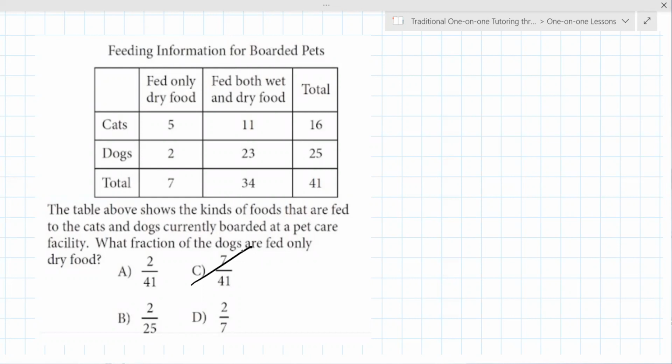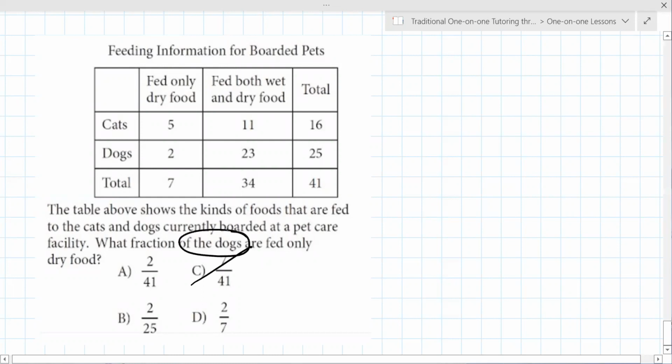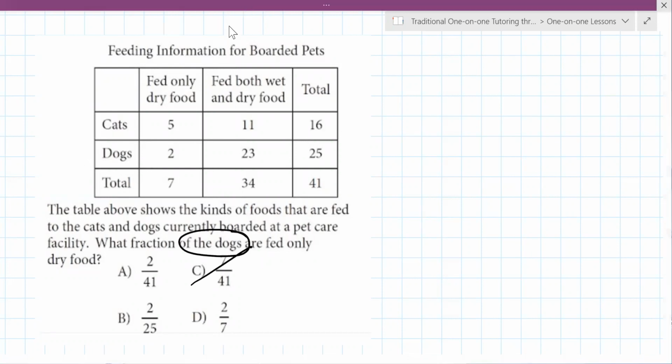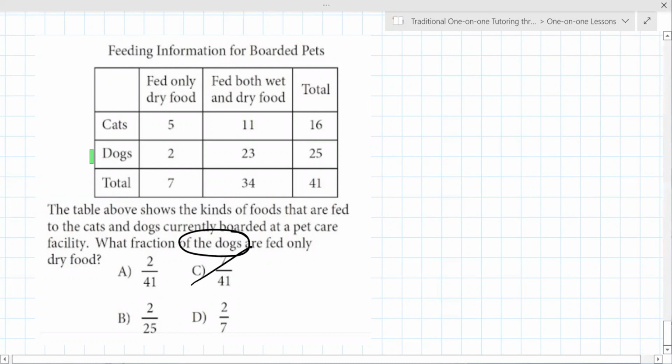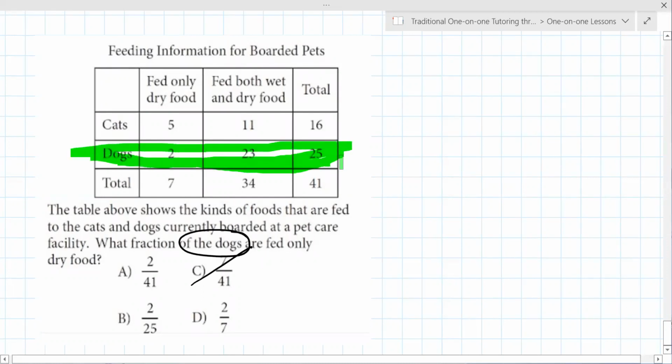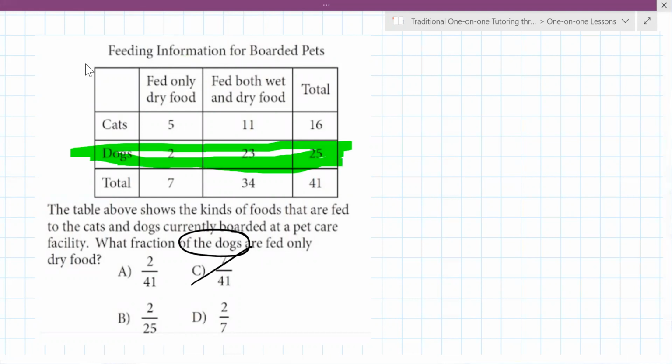Okay, I agree. Now keep in mind here, it says what fraction of the dogs, that means you just care about, well, let me say it differently. Do you care about cats? No. You just care about dogs. So it's 25. Yeah, and I know you don't have a highlighter, but that's what I would tell you to do, is be like, all right, it's just that right there. Yeah, it's 2 out of 25.